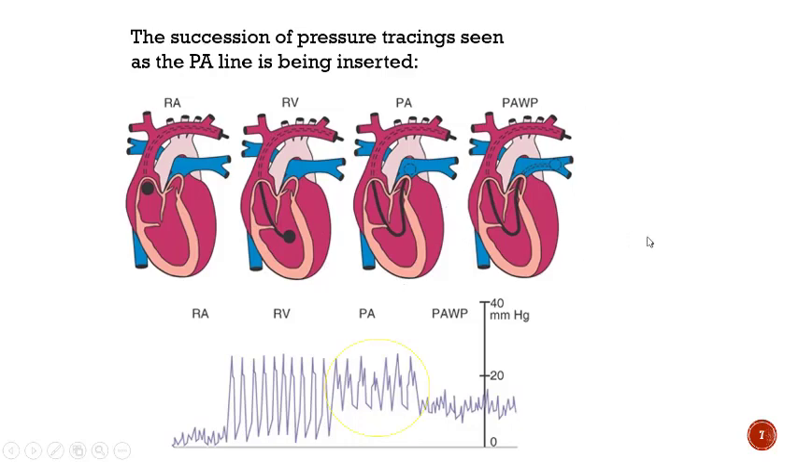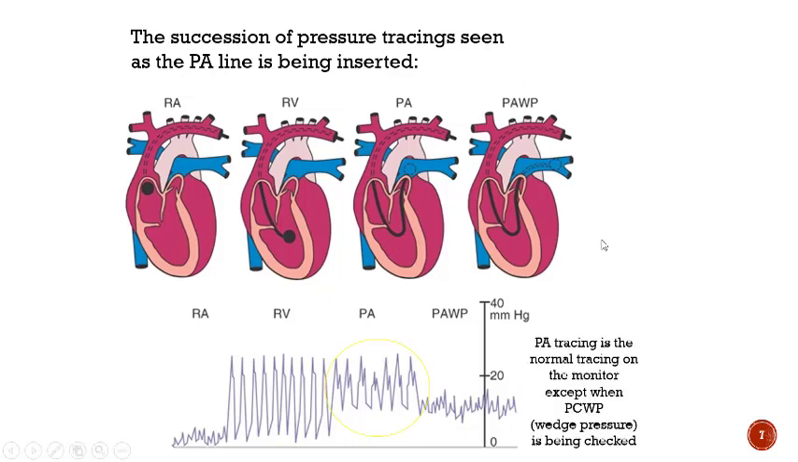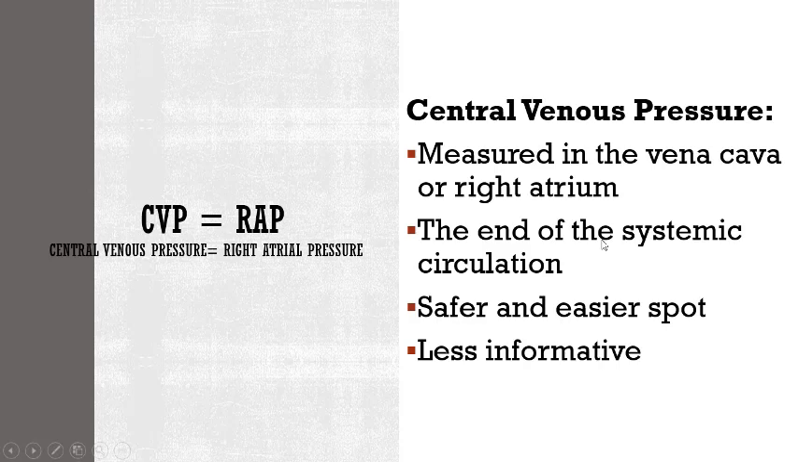So on my exams, I will not have any questions about the Swan-Ganz catheter, but that is what it is. I haven't seen one in 9 years. My guess is that they've been phased out. What we do now instead is we look for the central venous pressure. So this is measured actually in the vena cava or in the right atrium. It's considered kind of the end of that systemic circulation.